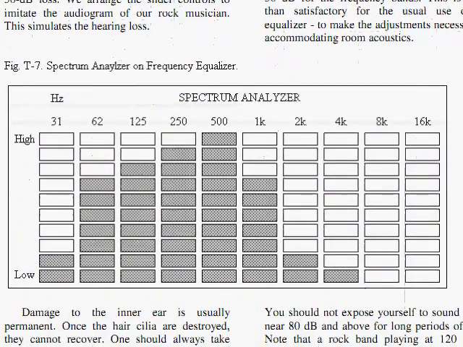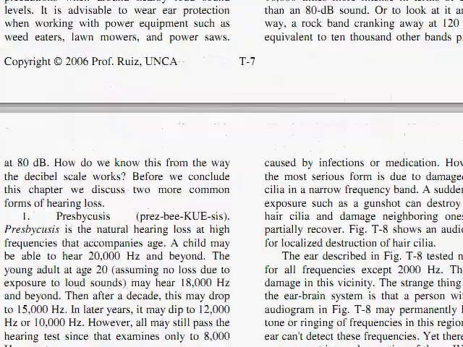Well, here is the spectrum analyzer where you have your frequencies along the horizontal and how much of each one. And as you talk or do things, you get these bars, this bar graph. And for a hearing loss that is typical for the rock musician, you start to lose up in here. You can't hear those frequencies.